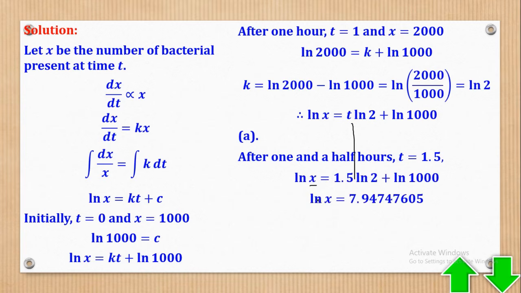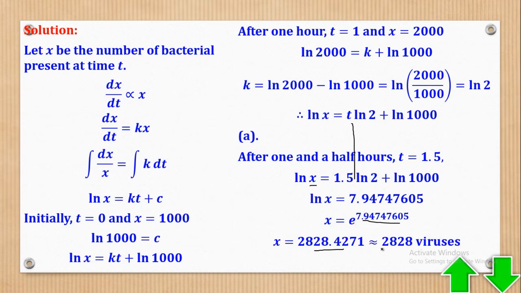So x is equal to the exponential of this, therefore use the calculator to come up with that. So as a whole number, it will be 2828.